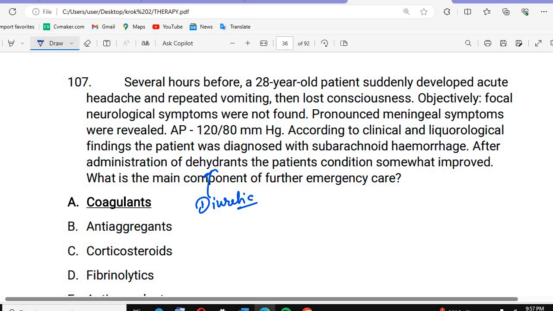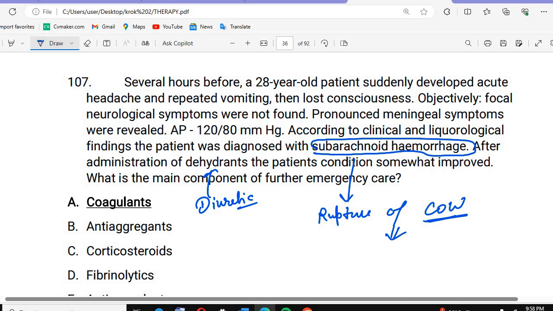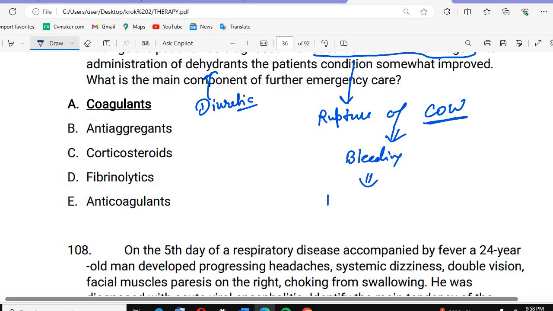So if you see a patient having subarachnoid hemorrhage, it is caused by rupture of the circle of Willis. If there is a rupture of the circle of Willis, that means we will have a subarachnoid hemorrhage, and in these conditions these patients will have loads of bleeding. To control that bleeding, we will give the treatment, that is the coagulant. We will give the coagulant.